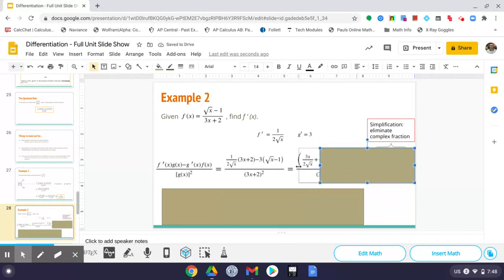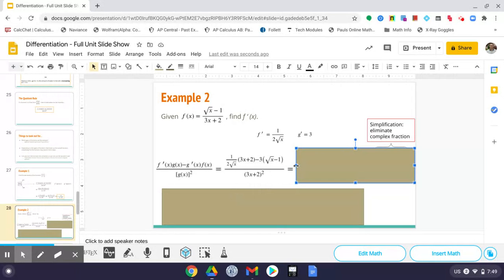So here's my first step, just plugging everything in. Again, make sure that you're organized with this step because this controls everything else. Okay, so I've got the 1 over 2 root x, that's my f prime. The 3 is my g prime, and I have my other functions. And you see in the denominator 3x plus 2 all squared. That stays the same.